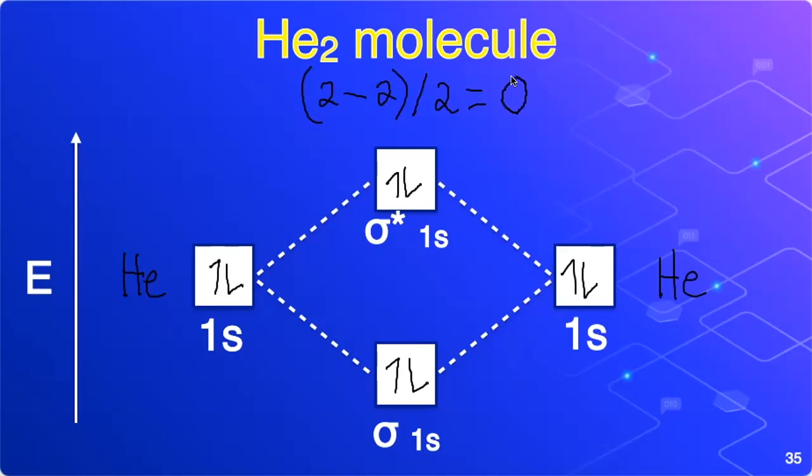This means that a bond will not form between the two helium atoms, and it is unstable. Okay? So with the help of the molecular orbital theory, malalaman natin na hindi talaga pwedeng magkaroon ng helium molecule or He2 molecule, or diatomic molecule ni helium, because the bond order here is 0. It will not be stable and there will be no bond formed between the two helium atoms.